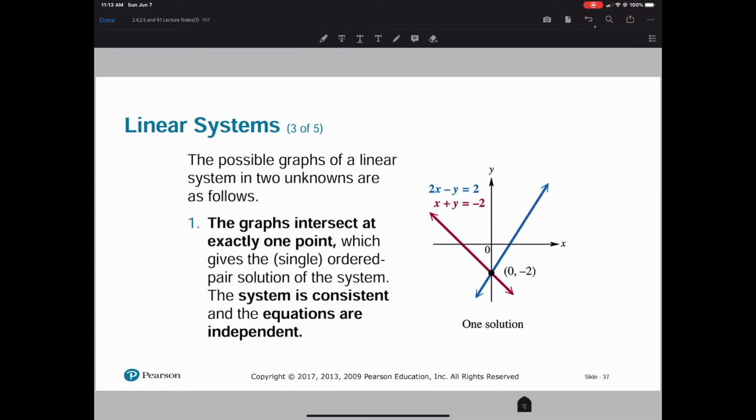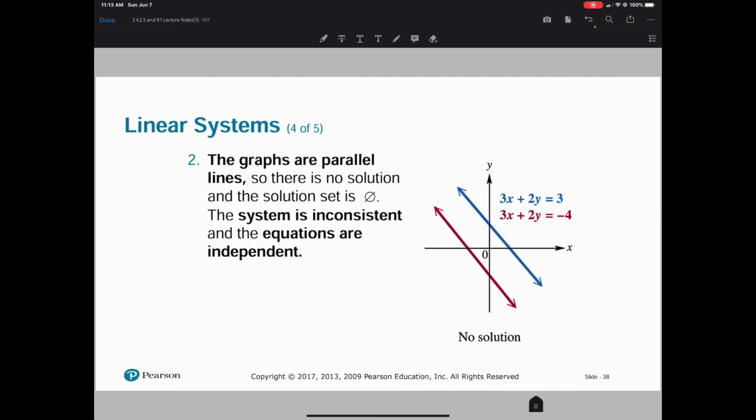So the possible graphs of a linear system in two unknowns are as follows. If we graph two linear equations and they cross at a point, that means they have one point of intersection, so that system would be consistent and independent because we end up with an answer. That'll be the single ordered pair that solves the system. That's what they both have in common, because that's where they both cross and intersect. That's when you have your actual answer.